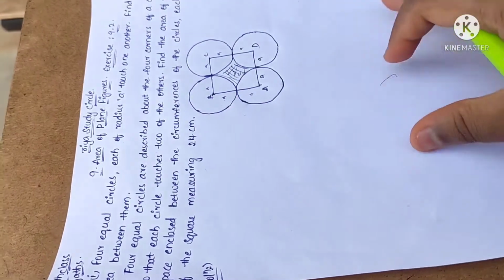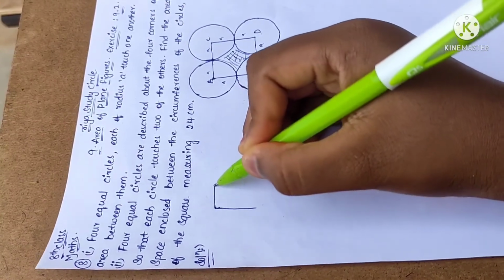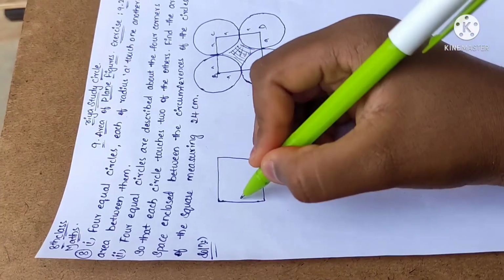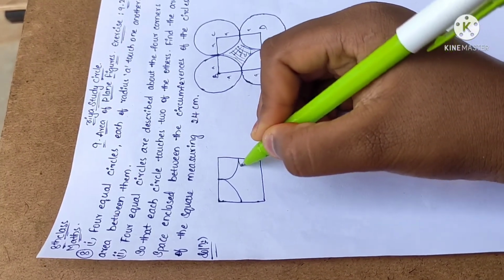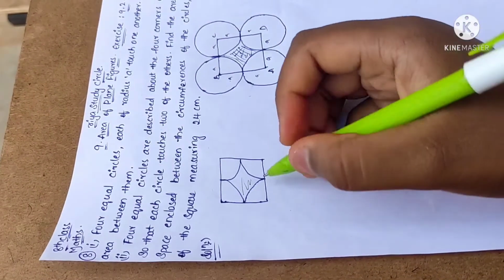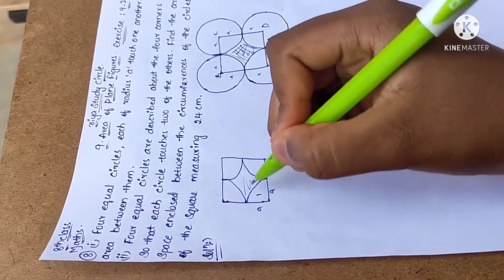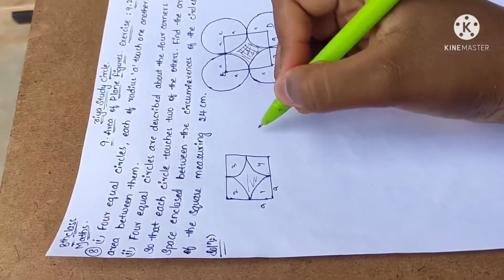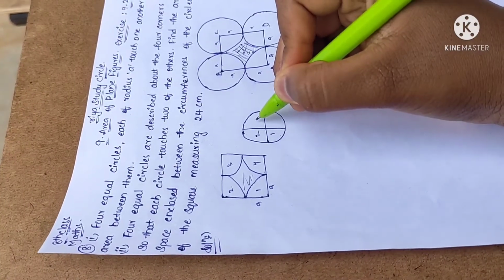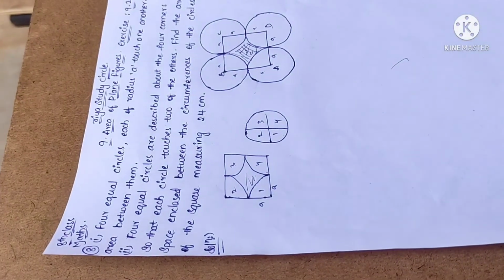I am just drawing this square part here. Like this, we have 4 sectors. We have to find the area of this region, and here the radii are a. Let's take these sectors as 1, 2, 3, 4. When we combine these 4 sectors, we will get a complete circle. So we can divide a circle into 4 sectors.